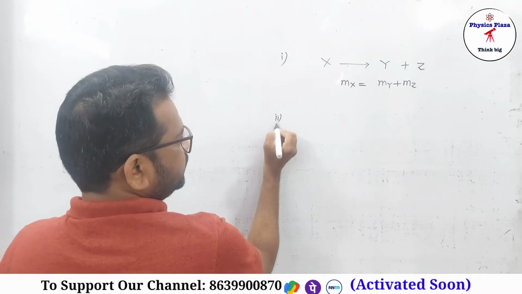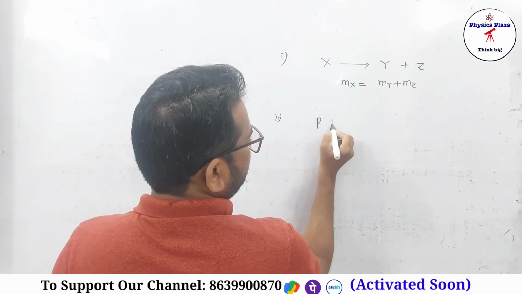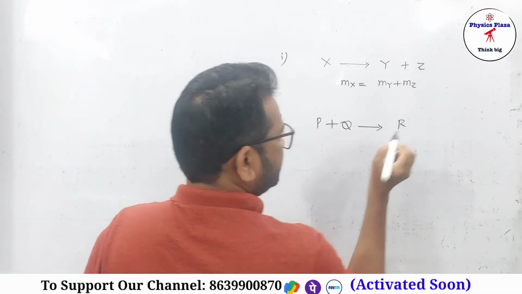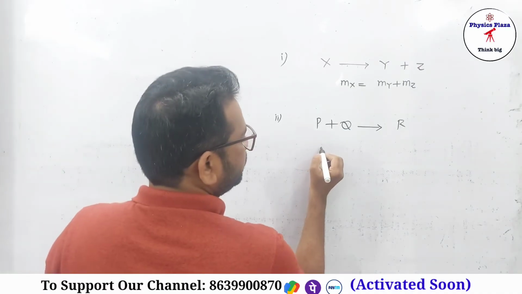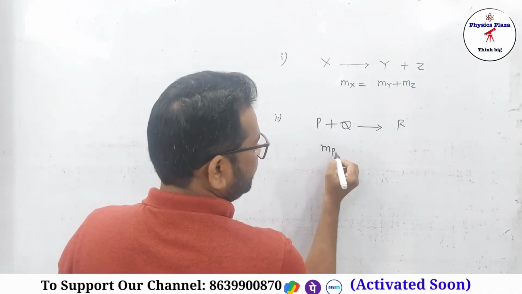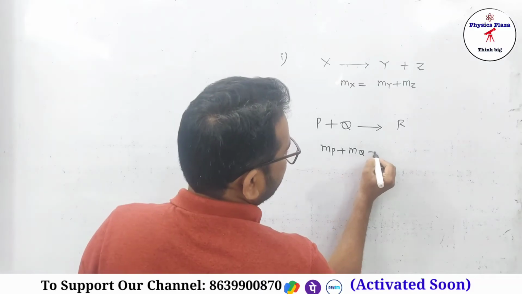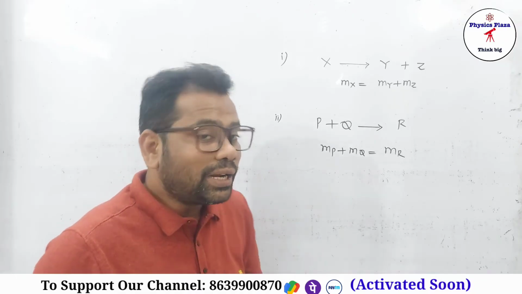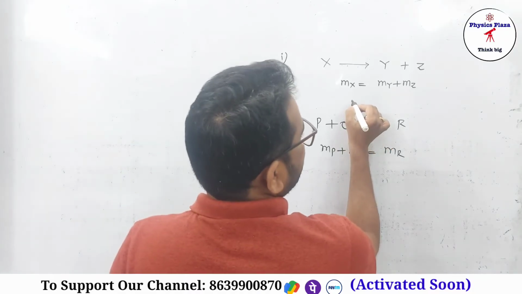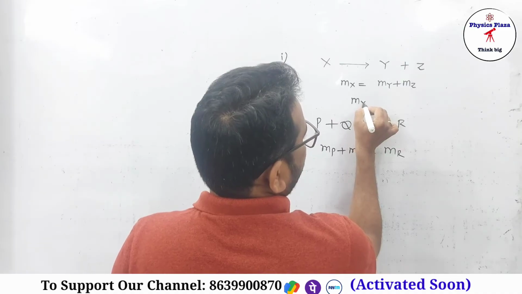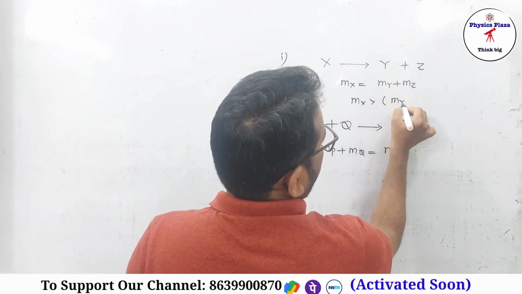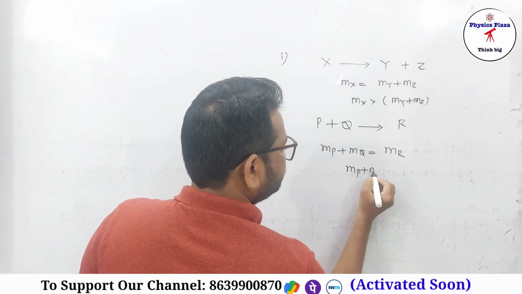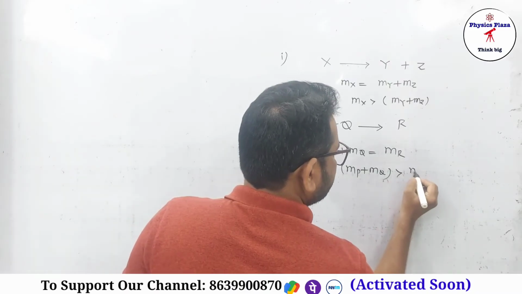And the second type, let us take here: P plus Q together combine to form some R. Now, what do we expect? The mass of P plus the mass of Q must be equal to the mass of R. Generally, that is what we expect, children. But what is the reality? The mass of X is always greater than the mass of Y plus Z, and here the mass of P plus Q is greater than the mass of R, which means what?